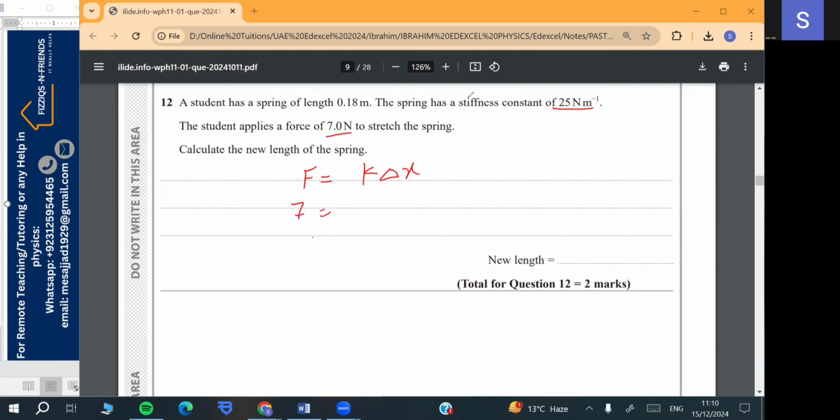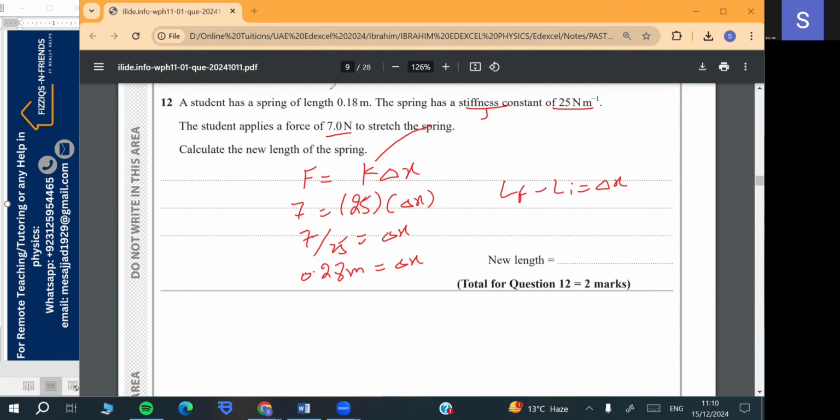And what is spring constant or stiffness? This is 25. And this is extension. So 7 divided by 25 equals extension, which is 0.28 meters. Now, what is extension? Extension is the change in length. Change in length means final length minus initial length equals extension, right? So initial length was 0.18, and final length is what you need to find, which is the new length.